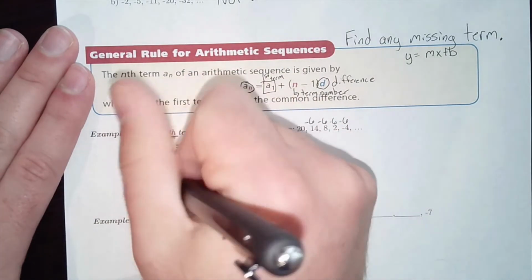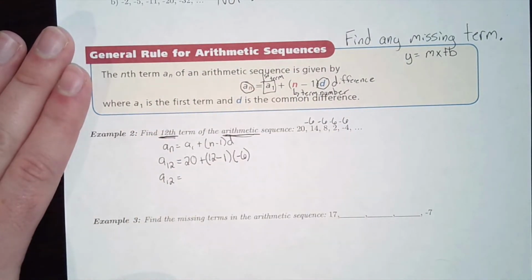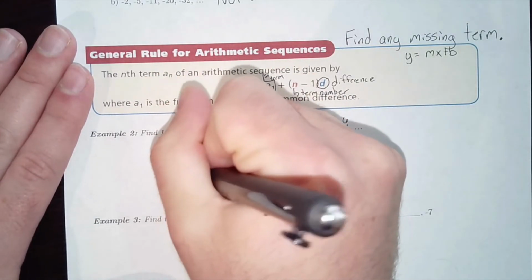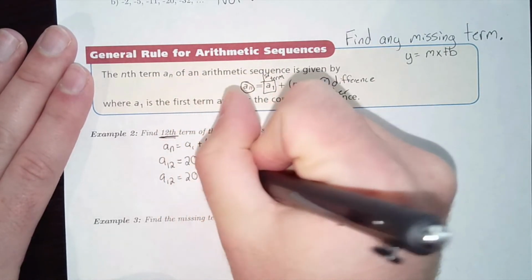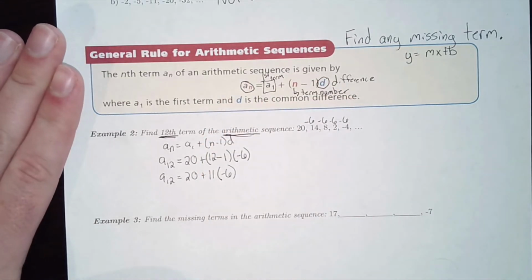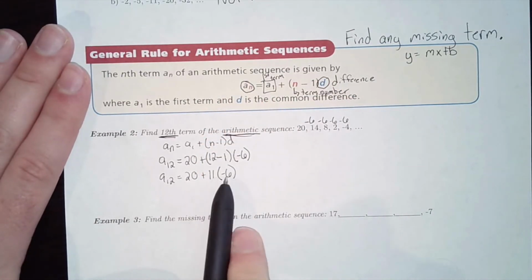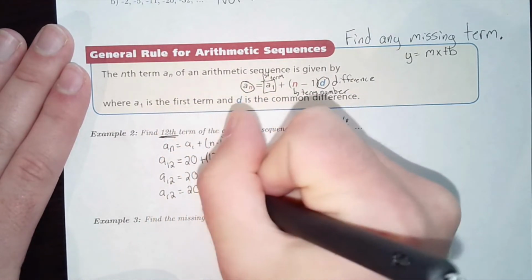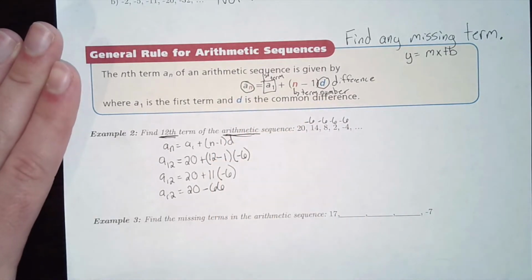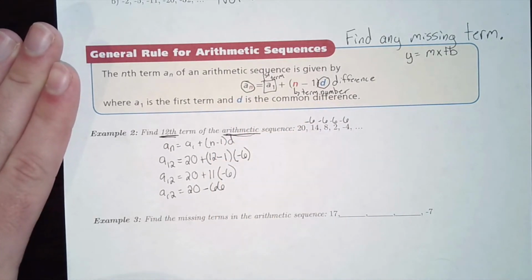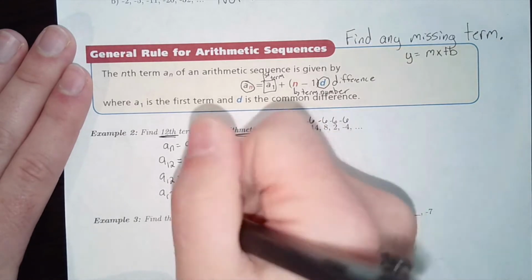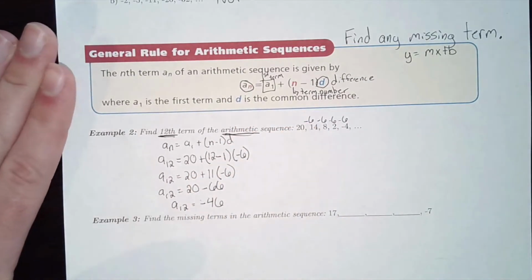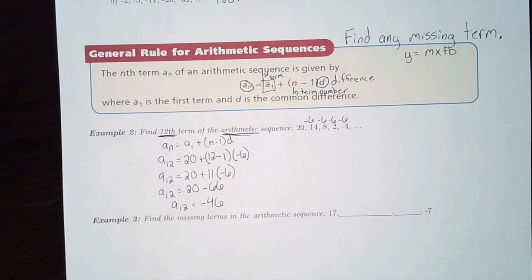So let's go ahead and try it. A sub 12 is going to equal, if I use PEMDAS, I have to start in parentheses, specifically inside the parentheses. So I'll do 12 minus 1. So this is 20 plus 11 times my negative 6. Well, next thing is multiplication, which is the 11 and the negative 6. So a sub 12 is equal to 20 minus 66. Then from there, I can subtract the 66, and I get that a sub 12 is equal to negative 46. And that is my 12th term.